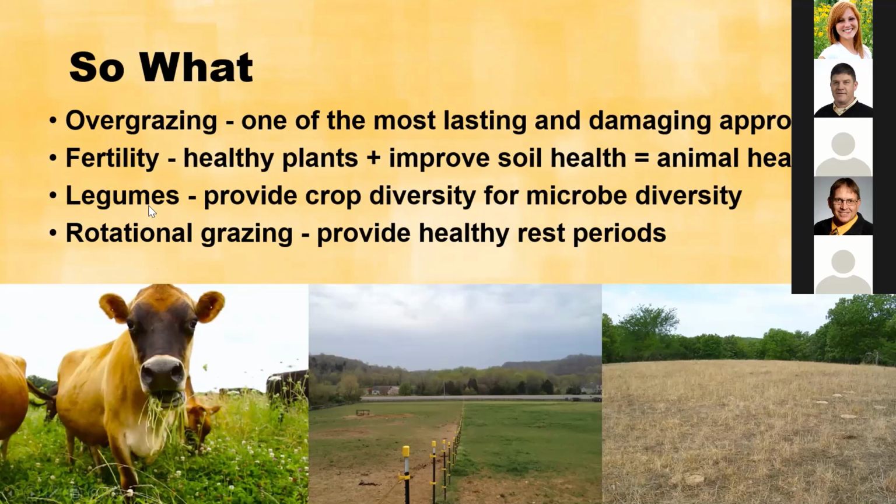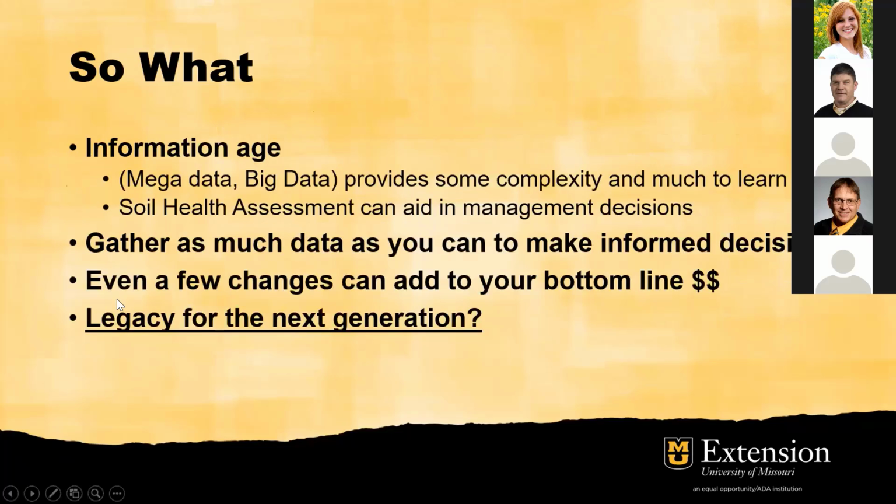Legumes, some of the things that we talked about, crop diversity, they provide more opportunity for the microbes to be diverse as well. And rotational grazing, as we know, provides the healthy rest periods as well. So a lot of what we do in forage production systems, if we just tweak what we're doing and make sure we're doing it to the best of our ability, we're providing pretty good opportunities for the soil microbes and that soil biology below the surface.